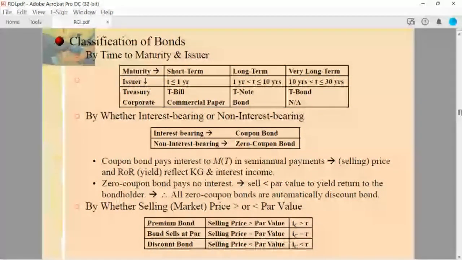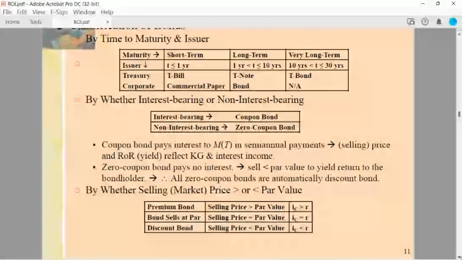Next, in the case of an interest-bearing bond, they pay interest, but I told you bonds sell below or above par value, or maturity face value. So interest-bearing bonds can sell below par value. In other words, a discount bond, right? If it is selling below par value, it's called a discount bond. If it is selling above par value, it's called a premium bond.